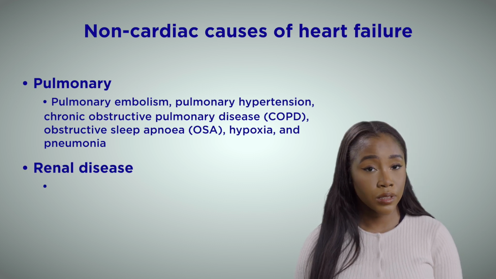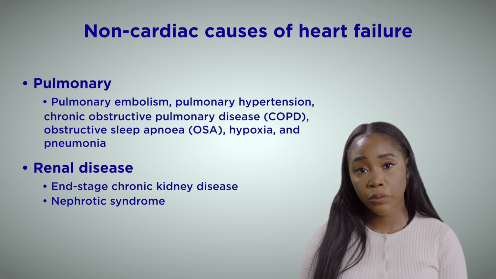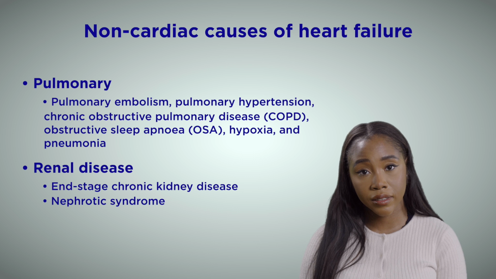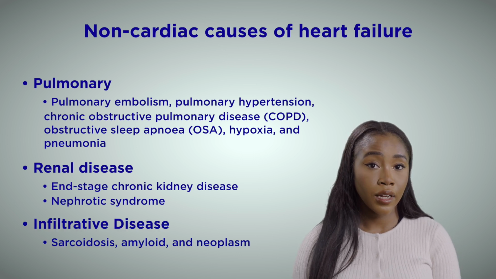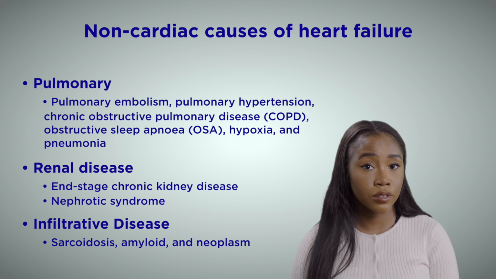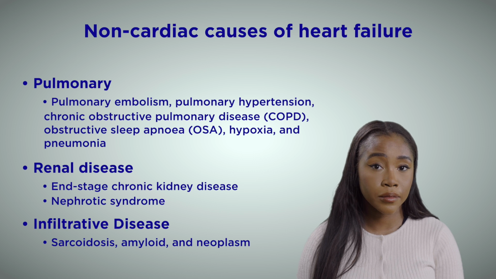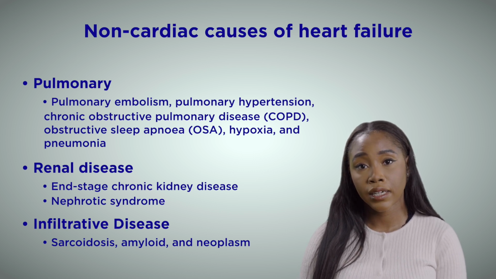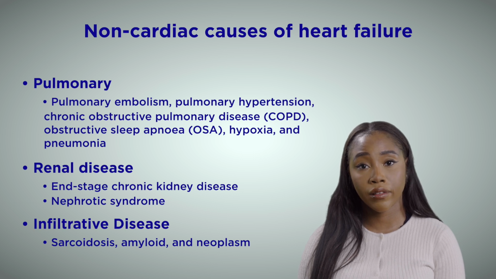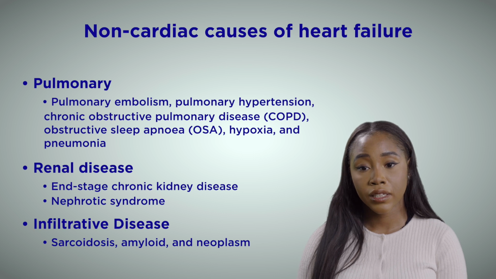There is also renal disease, so end-stage renal failure or chronic kidney disease, membranous nephropathy can lead to that. You also have infiltrative disease such as sarcoidosis, where there's inflammation that leads to clumps in the skin, in the lymph nodes, in the lungs. You can have amyloid, where there are protein plaques deposited in the organs of the body, and that can lead to heart failure.